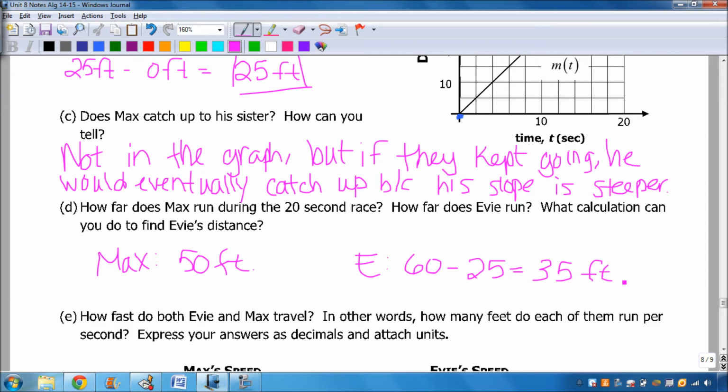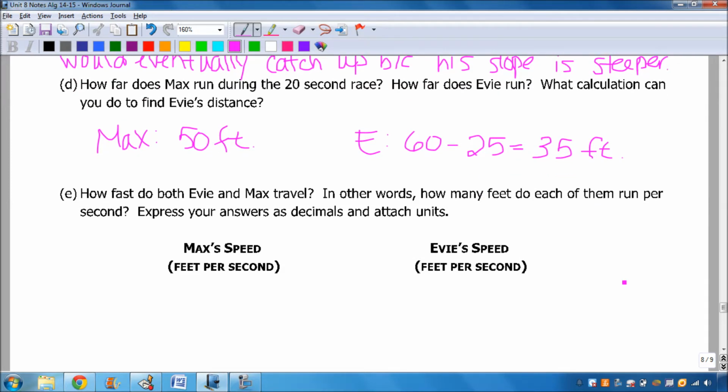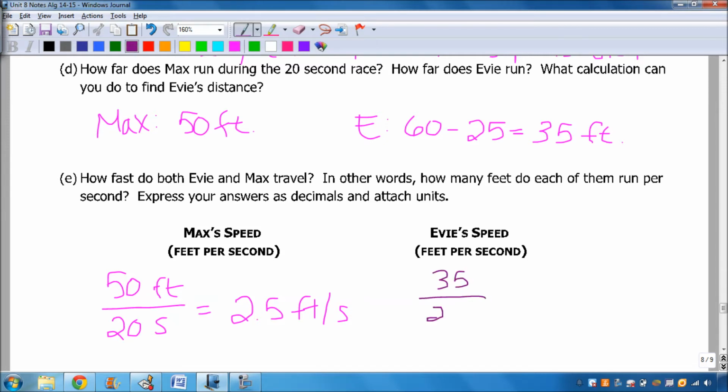Okay? So then question E, how fast do both Evie and Max travel? In other words, how many feet do each of them run per second? Express your answers as decimals and attach units. Well, we know that Max went for 50 feet and it took him 20 seconds. So his speed is 50 feet for every 20 seconds. If you divide it all out, he's going at a rate of 2.5 feet per second. Evie, however, went 35 feet in 20 seconds. So her rate is 1.75 feet per second.